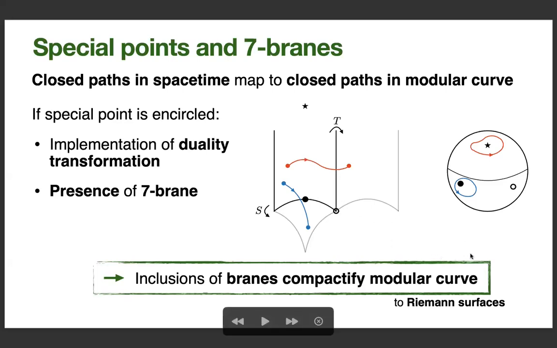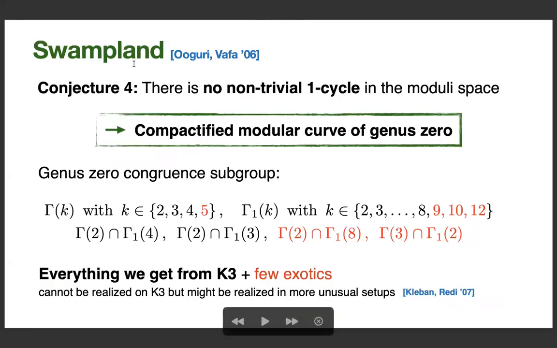So this will compactify the modular curve, and we know that the compactification in this way will lead to Riemann surfaces. Now, in a Swampland paper by Hamada and Vafa, what was conjectured is that the moduli space has to be trivial when it comes to 1-cycles, right? So now we have the compactified modular curve, and we want it to be trivial when it comes to 1-cycles, but this restricts it to be of genus 0. So after the inclusion of all the branes of the model, in order to be in accordance with conjecture 4 of the paper, you have to have the Riemann surface be the 2-sphere. And there are only so many genus 0 congruence subgroups, and if you compare, you get exactly the ones that you got from the K3 compactifications in F-theory, right?